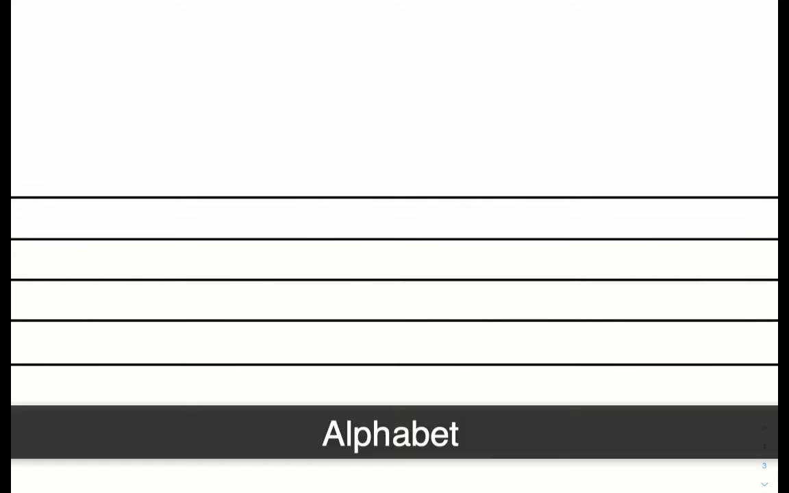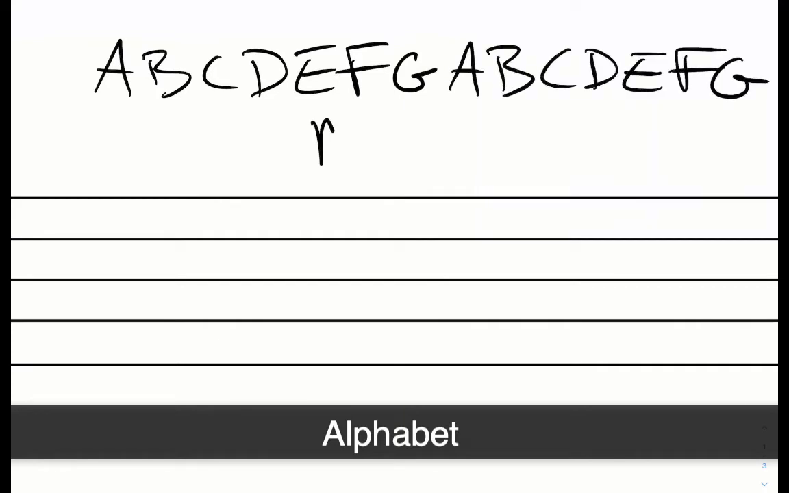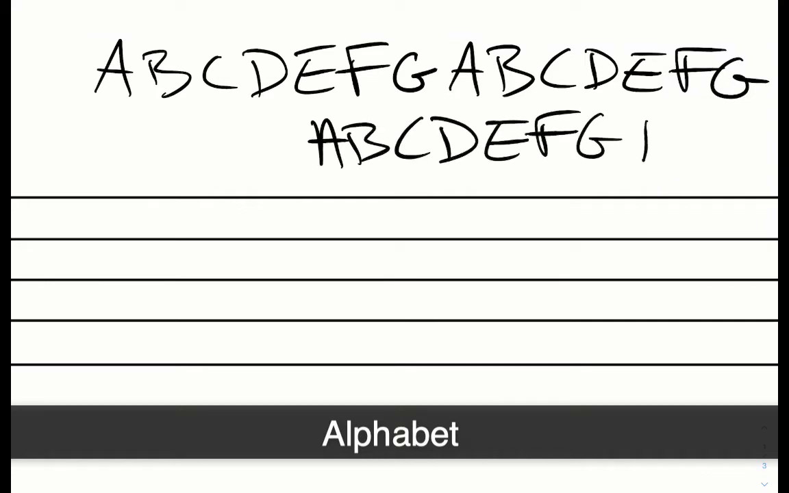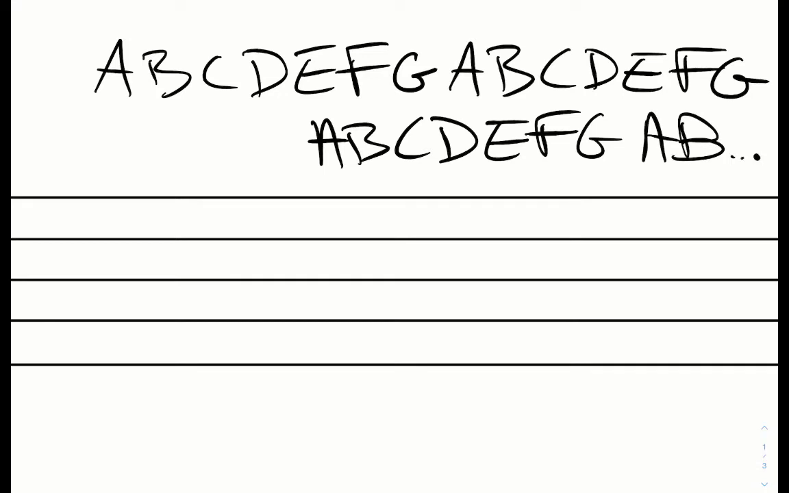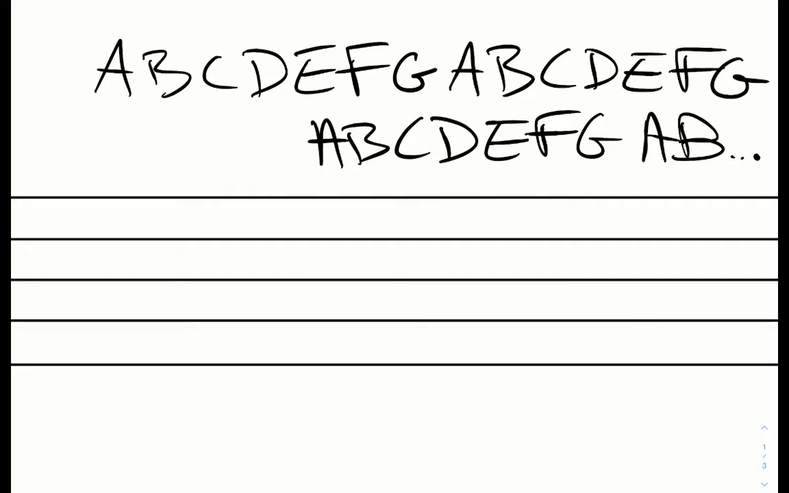The next pattern you need to remember is the alphabet. The musical alphabet is A, B, C, D, E, F, G. After you get to G, it repeats. So it's A, B, C, D, E, F, G, A, B, C, D, E, F, G, A, B, I ran out of space, it keeps going. Remember the alphabet, remember line, space, and that will help you figure out ledger lines.